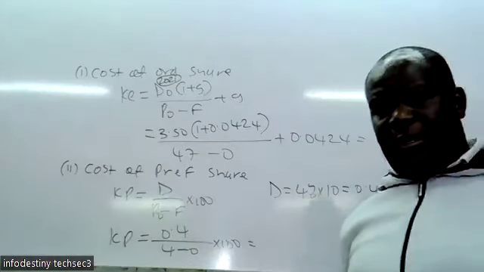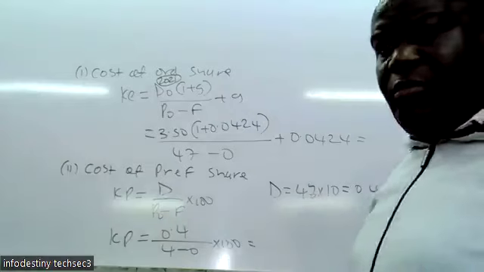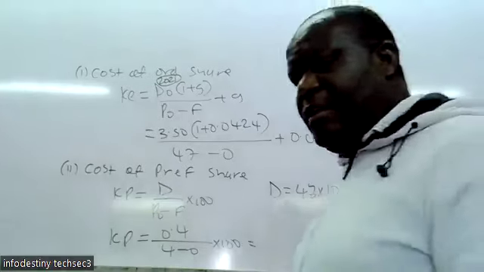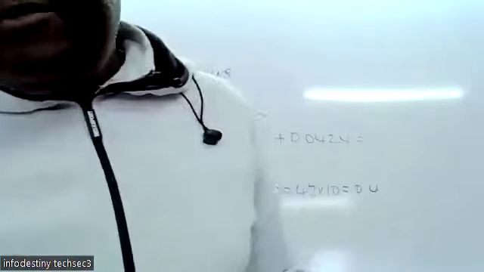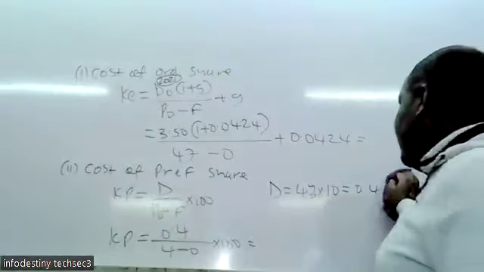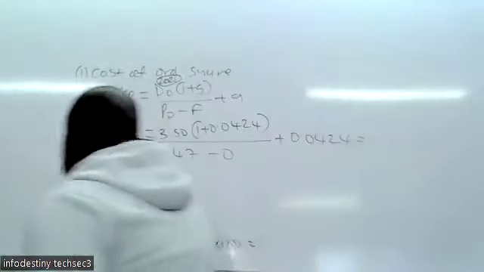So it is giving you 10%. The next one, you compute the cost of the bond. So that bond is redeemable, because it has a maturity value.